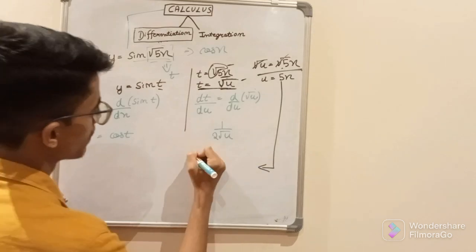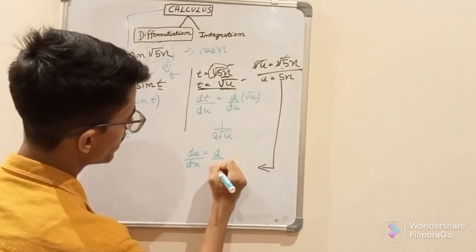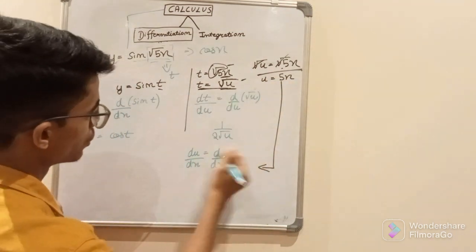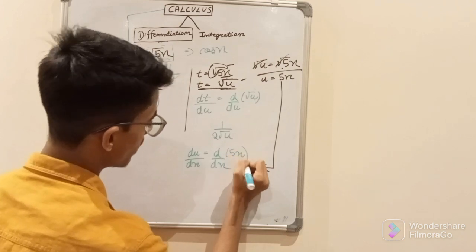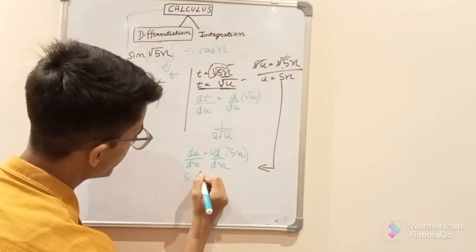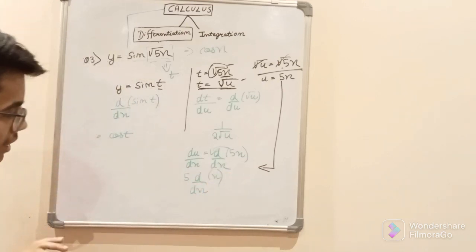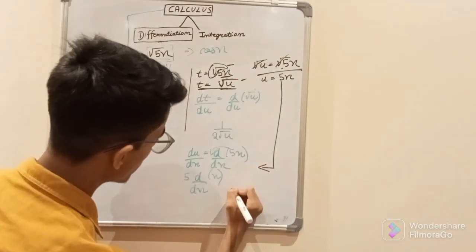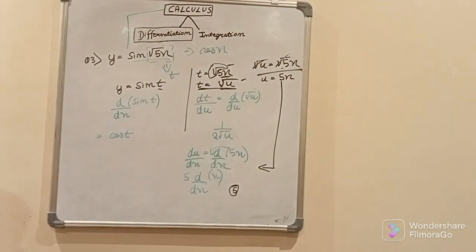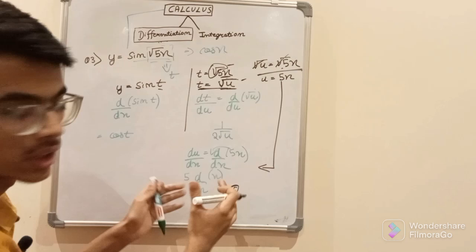So we can write du upon dx, that is d upon dx, and in place of u we have 5x. Again taking this 5 outside, we are left with 5 d upon dx of x. So our final answer for this differentiation is 5. Now we just have to write the final equation, taking all the values of these three differentiations.